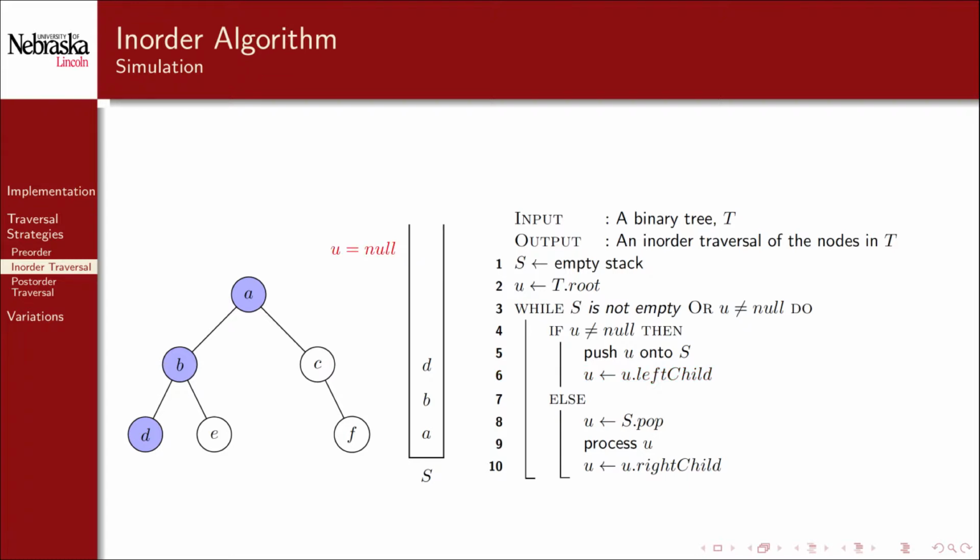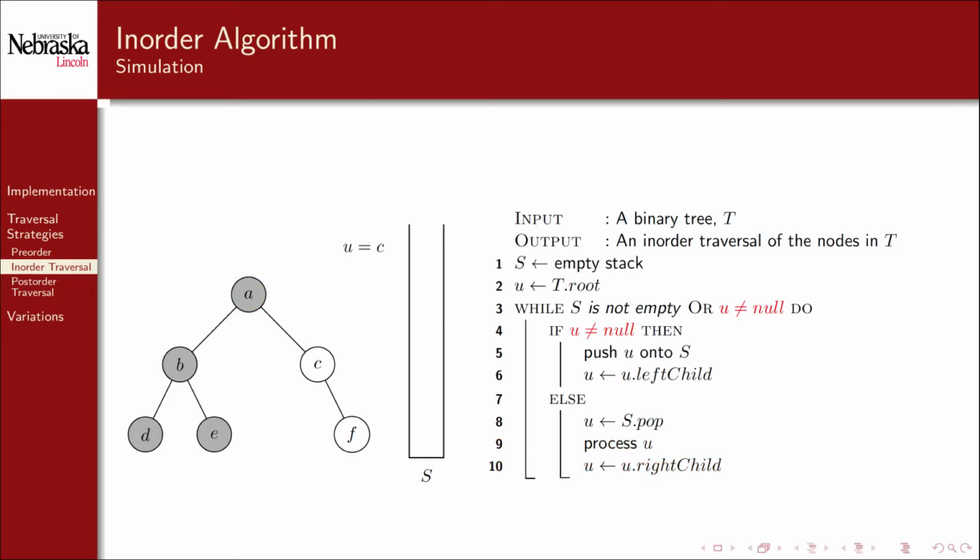Since the current node u is null, the second block now gets executed for the first time. We pop d from the stack and process it, moving to the right child. Again, it sets the current node to null, so that on the next iteration we pop b and process it. Now we move to b's right child and continue. We push it, and the left child becomes null. The next iteration pops and processes e. The absence of a right child sets us up for returning to the root on the next iteration. We pop and process and move to the right child.